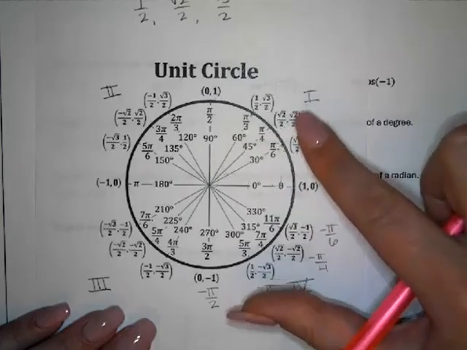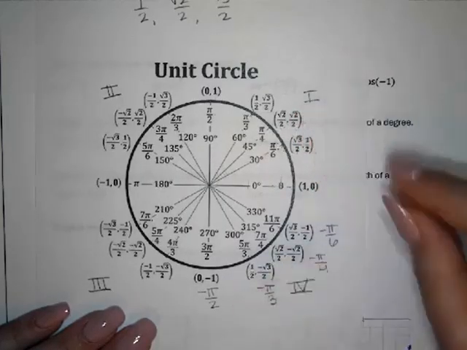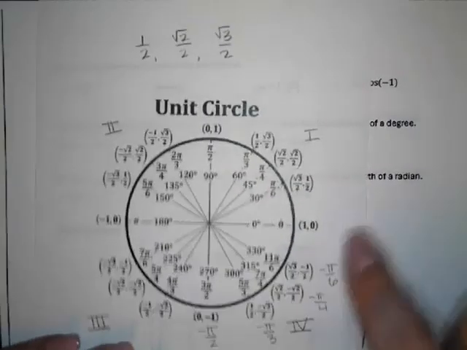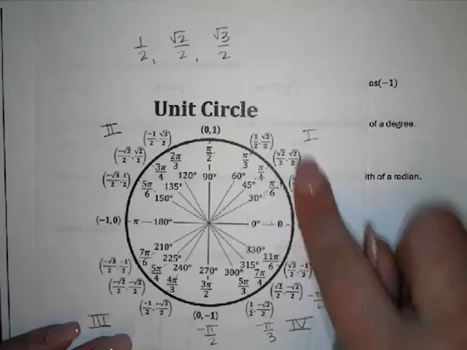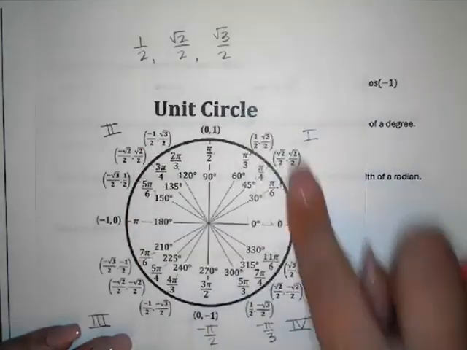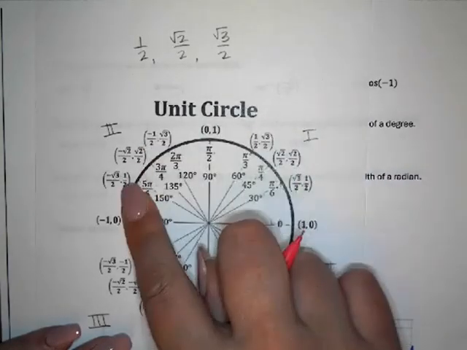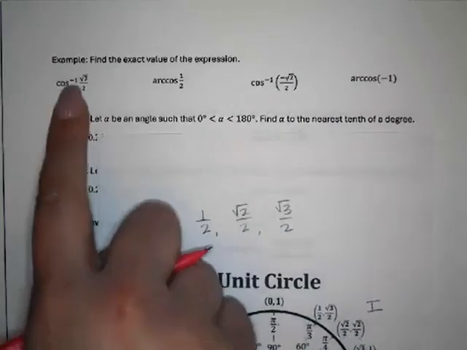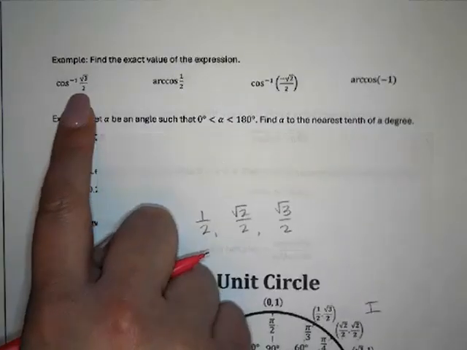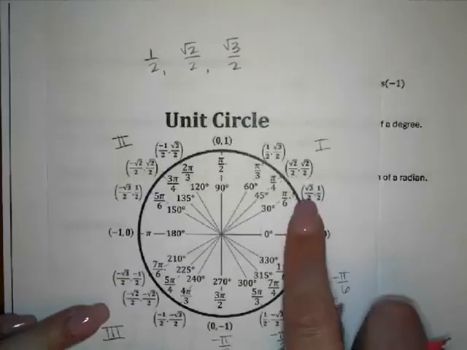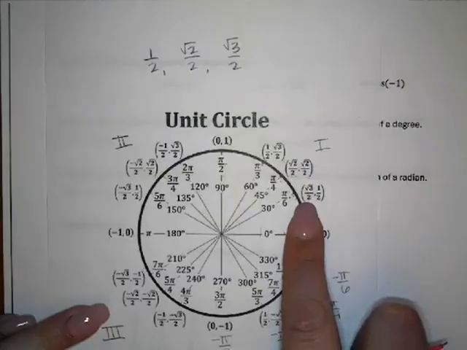For cos, the only way for it to work for us to take the inverse is if we use angle measurements between 0 and pi. And so that's going to give us answers that are from quadrants 1 and 2. So cos inverse, we're looking for the ratio root 3 over 2, and we're looking for that as an x-coordinate. So root 3 over 2 is an x-coordinate right here, and so that is pi over 6.